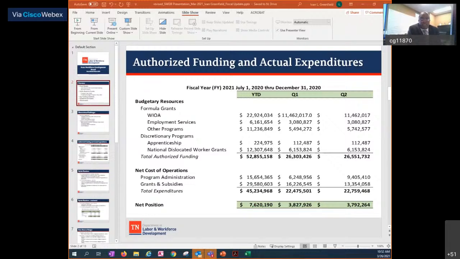You see that the year-to-date expenses or operational costs are just over 45 million. Quarter on quarter, kind of flat, at 22.4 and 22.7. About a third of the cost is administrative, and just under 30 million is going out to grantees in the form of reimbursements. You can also see some greater detail around those numbers on attachment 2, and then we see a net position there of basically 7.6 million.